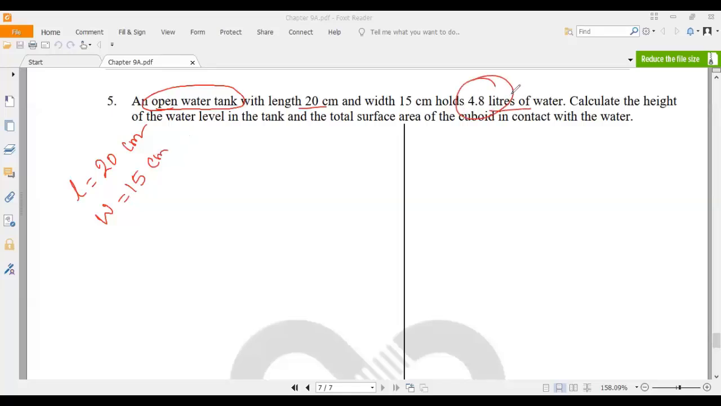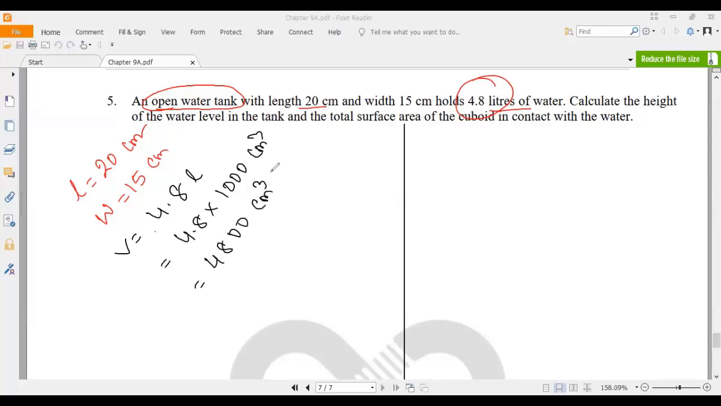We know that liter represents volume. So 4.8 liter actually represents the volume of the water. So volume will be 4.8 liter. So we know that 1 liter means 1000 centimeter cube. So if we multiply 4.8 by 1000, then we will get 4800 centimeter cube. That means a container of 4800 centimeter cube contains 4.8 liters of water.